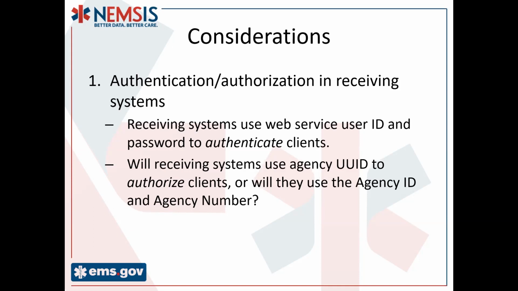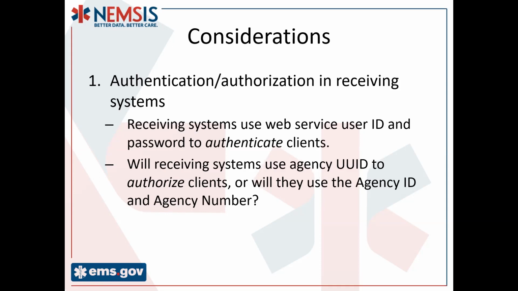If we were to add an agency UUID, then what would a state system use to identify the agency that the software is submitting for? What would the state system use to authorize that client? Would they rely on the UUID now? Or would they still use the combination of agency ID and agency number?